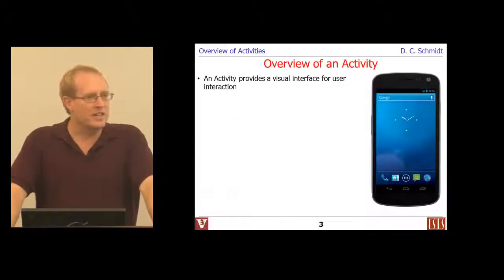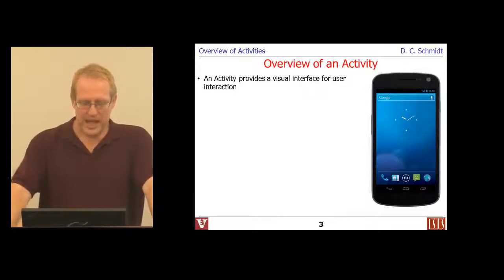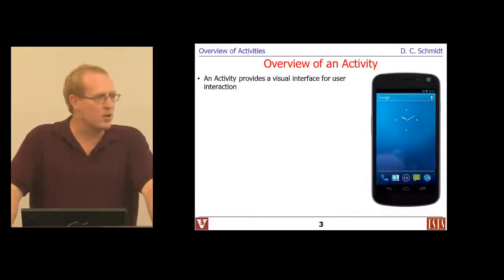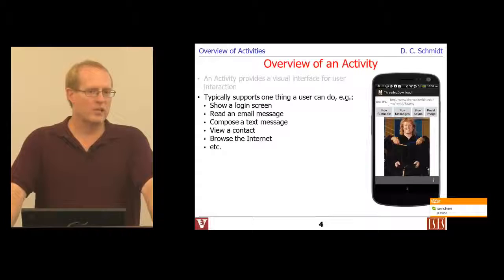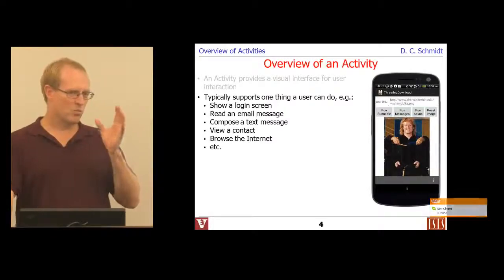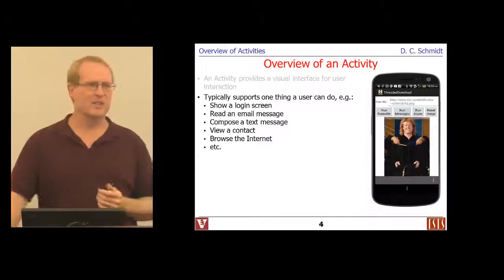So what's an activity? An activity basically provides a visual interface for user interaction. And an activity typically supports one thing a user can do. So it might give you some way to log into a service, or you might be able to compose an email, or view a contact, or browse the internet, or locate a friend through some kind of mapping service. Typically there's one thing with a handful of variations that an activity can do.